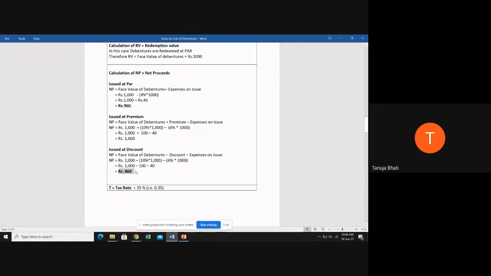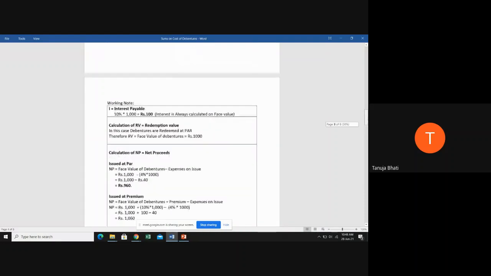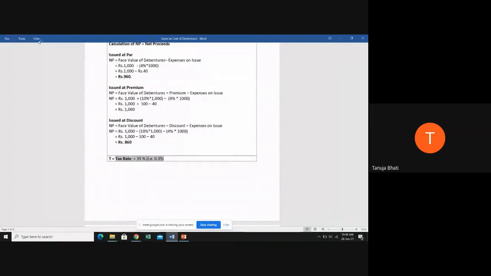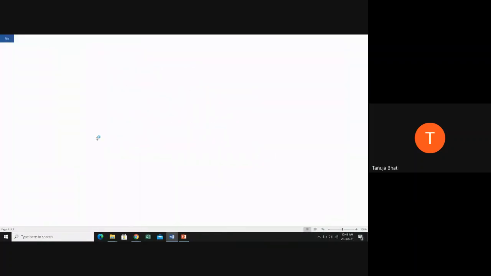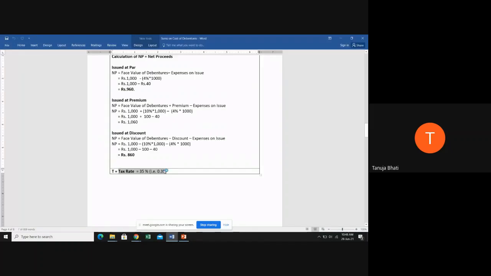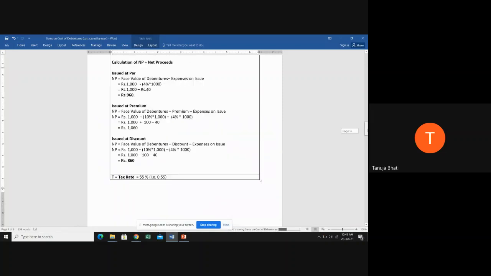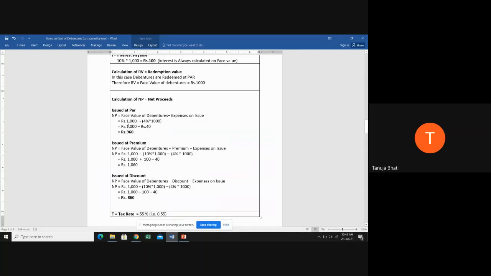So we got the NP as 860 rupees, and the tax rate is 35%, which is already given in the problem. Sorry, the tax rate is 55%, students, in the problem. It's 55%, so it will be 0.55. Now what we have to do is just substitute the figures we have derived in our working notes in the formula. That is the only step that is left.